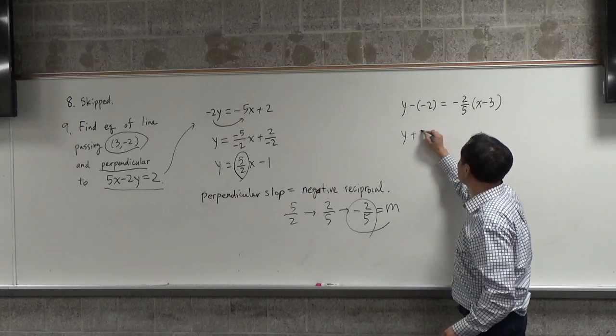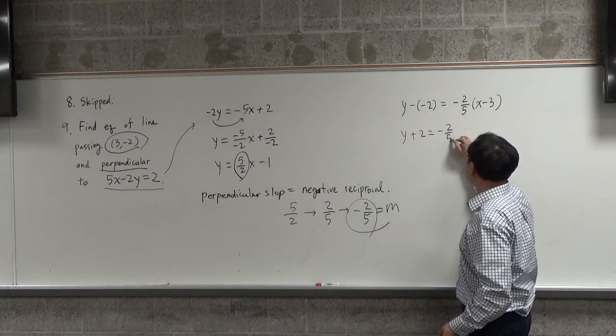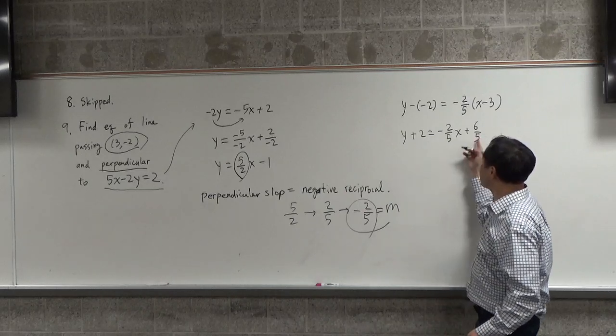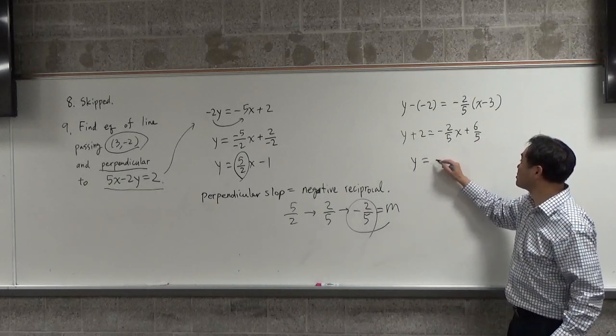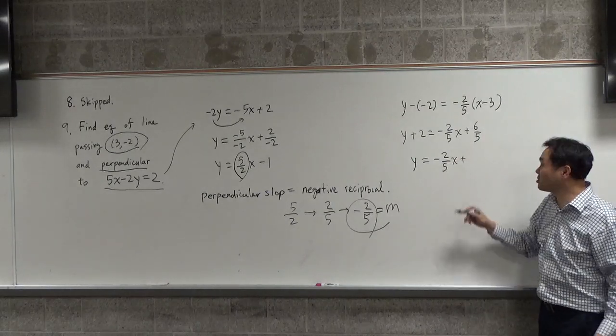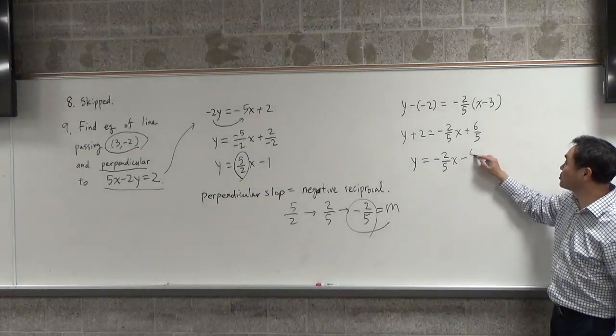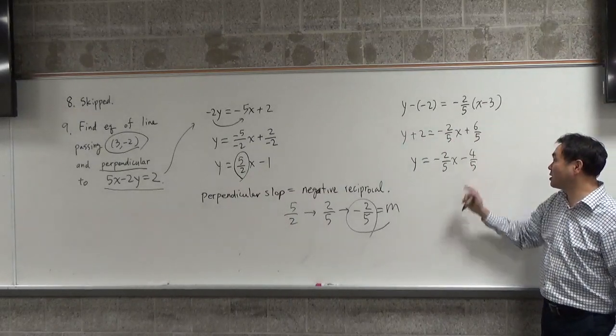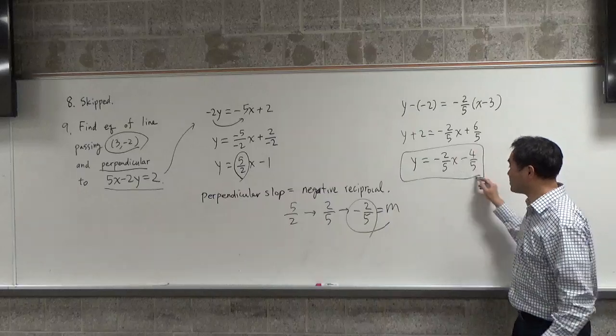Which gives you y plus 2 equals negative 2 over 5 x plus 6 over 5. Subtract 2, and then you're going to get, well, I'll do this quickly, but you should be able to do that, right? Minus 4 over 5. That's 10 over 5, so yeah, this is going to be your answer.